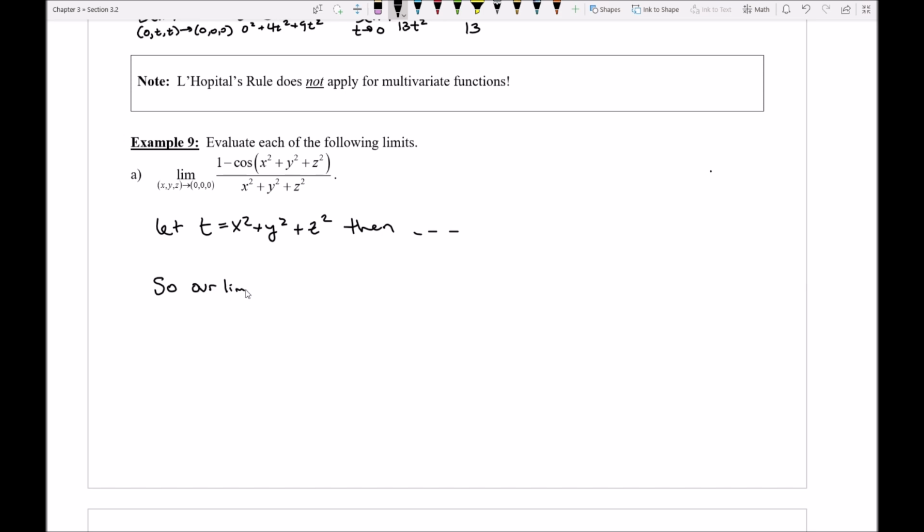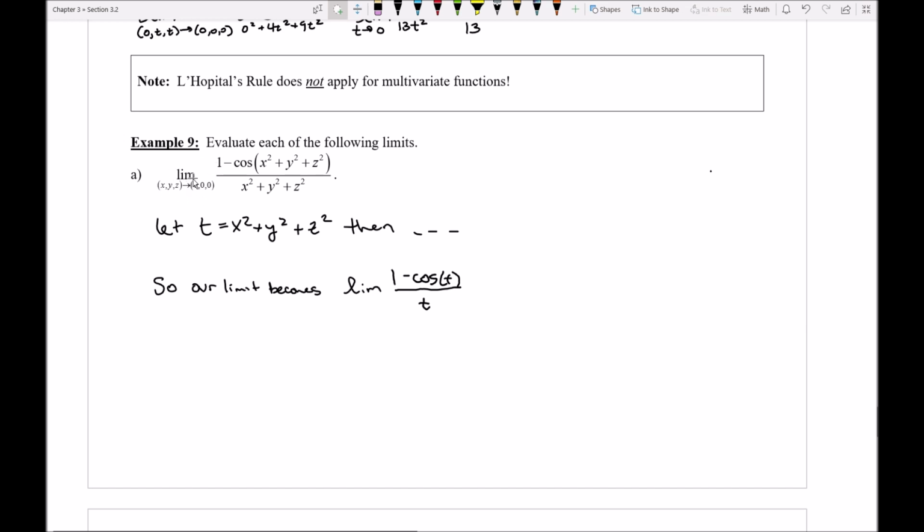I'm going to say our limit becomes, and if all I was doing is making this change, then notice that the limit that I have would look like 1 minus cosine of t over t. Now, I've left a lot of space here because I still have to figure out what in the world is going to be happening with the limit down here.